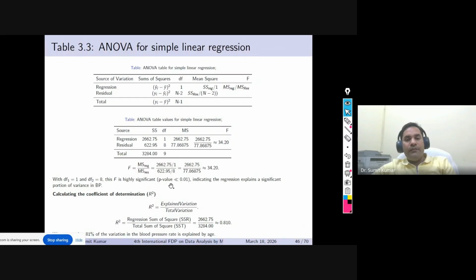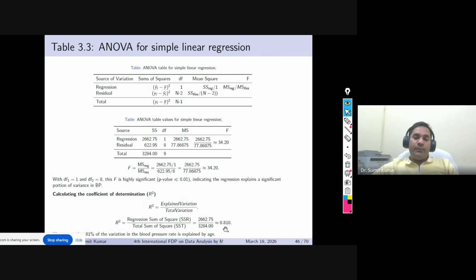So if this p value is less than 0.05, the 5% level of significance, 1% level of significance, or 10% level of significance, you can indicate that the regression explains a significant portion of the variance in BP. Means they are related. R square means explained variation to the total variance. Means whatever variables you have taken there, how much contribution they have in the variation of the regression model.